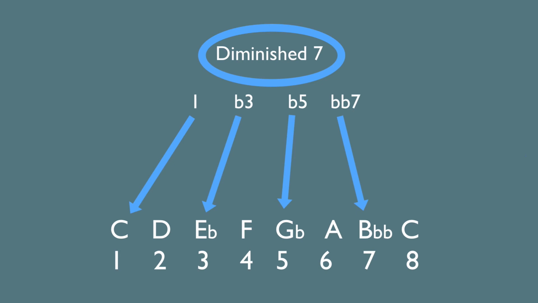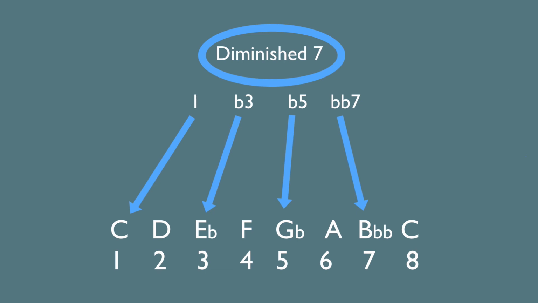Now there's a twist to what this is. To form the diminished 7th chord, we're going to take the first note, which is C, and then we're going to use a 3 flat. That is going to be an E flat, and then a 5 flat, which is a G flat, and then finally a 7 double flat. Now a 7 double flat is basically A, but we do not call it A. Theoretically, the right answer is B double flat.